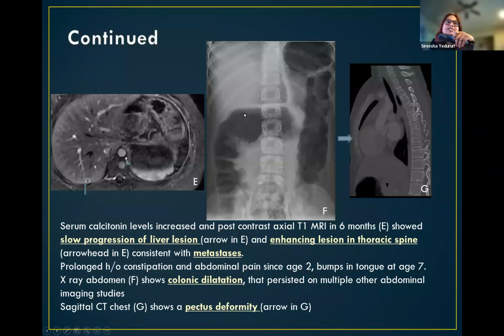And the patient also has a prolonged history of constipation. Their colon is usually dilated, and this dilatation persists on multiple studies. So this is just one example to show you how dilated the colon is. This is due to intestinal ganglioneuromatosis. And some of these patients also have pectus deformity.